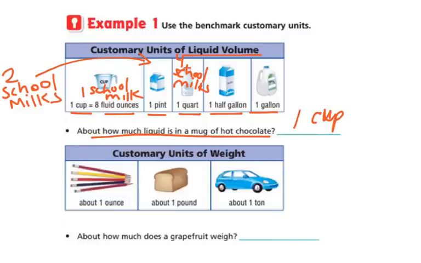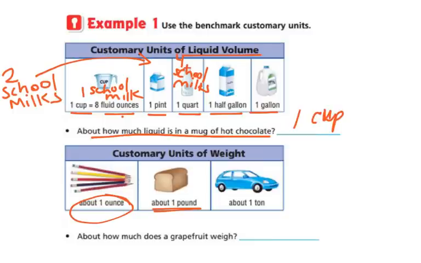Then we have customary units of weight. 1 pencil is about 1 ounce. A complete loaf of bread, like when you buy a brand new loaf of bread, that's about 1 pound. Think about it. 1 pound is not super heavy. You can carry several loaves of bread. That's not going to be heavy. But notice it weighs more than that pencil weighs. Okay? And also, ounces in weight are different than liquid ounces. So that's why they say fluid ounce for liquids and then just regular ounce for weight.